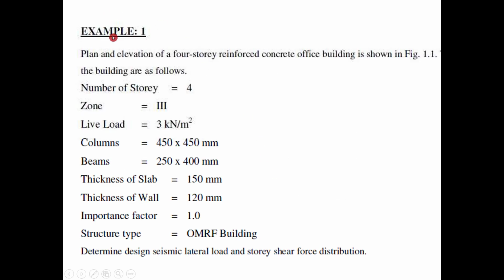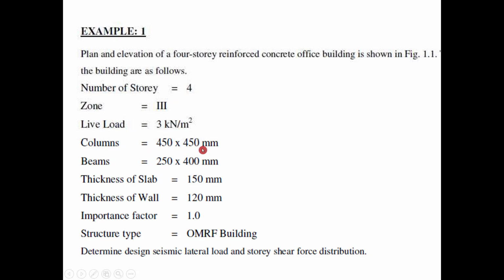So the example, the plan and elevation of a 4-storied reinforced concrete office building is shown in figure 1.1. The building is shown below. Number of stories is 4, zone is 3, live load is 3 kN per meter square. Please note that Kerala belongs to zone 3, that you can find in the IS 1893 2016 code.